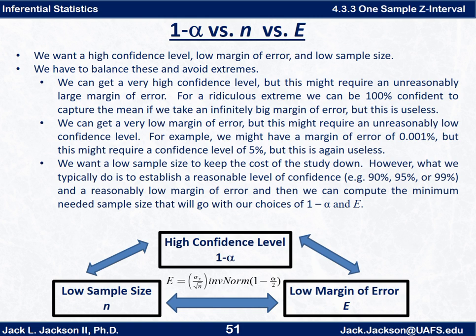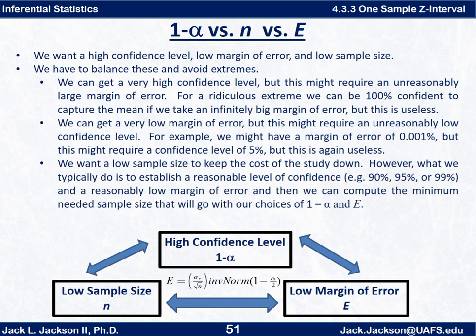Okay. On the other hand, we could get a very low margin of error, but this might require an unreasonably low confidence level. So we might have a margin of error very, very small, like 0.001%. But this might require a confidence level that's really small, like say 5% or something like that. But again, that's useless because if we're only 5% sure that the interval contains the mean, we still really don't have an idea where the mean is.